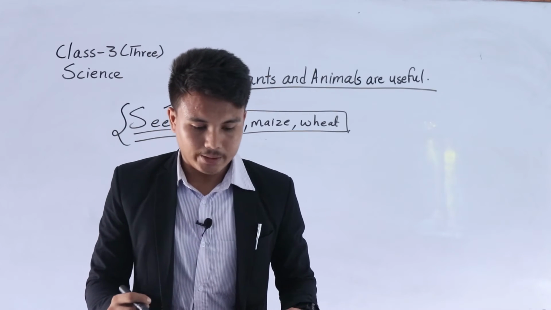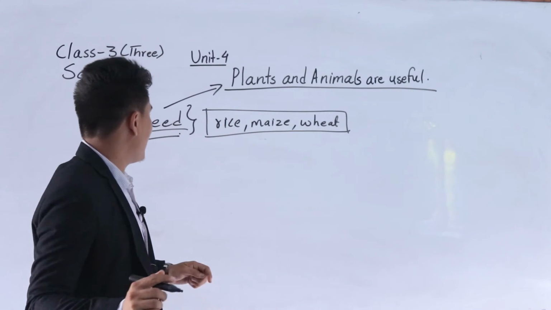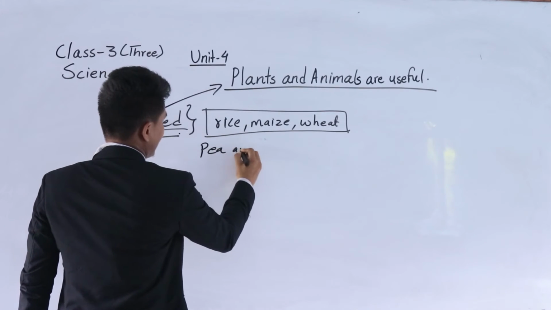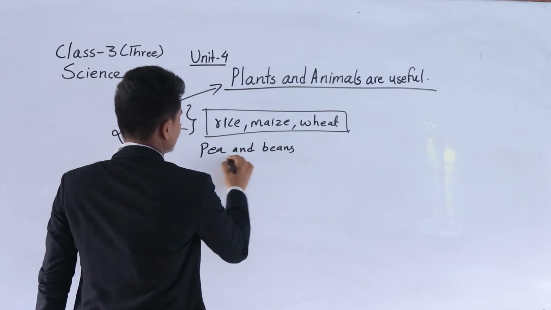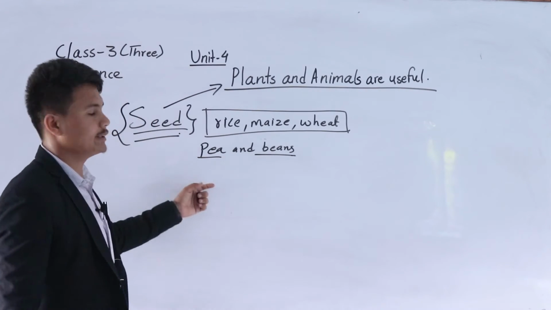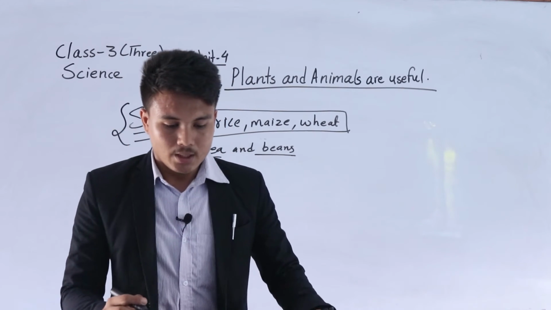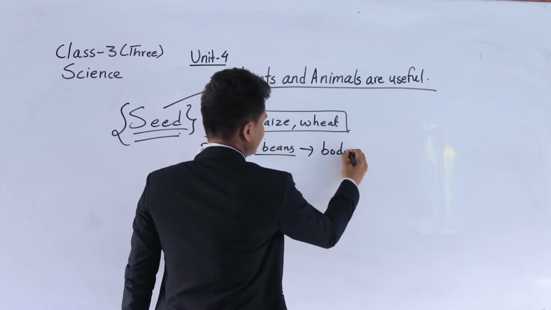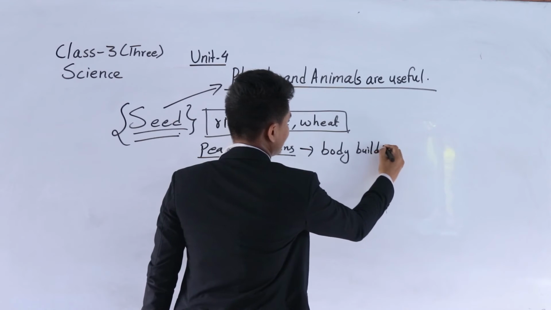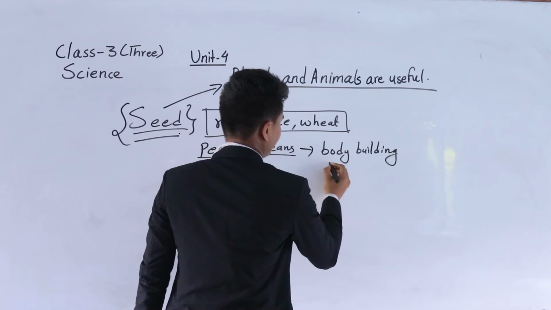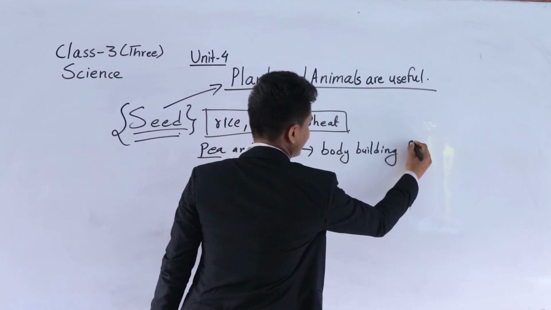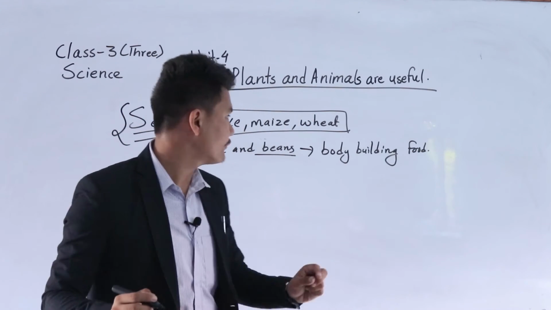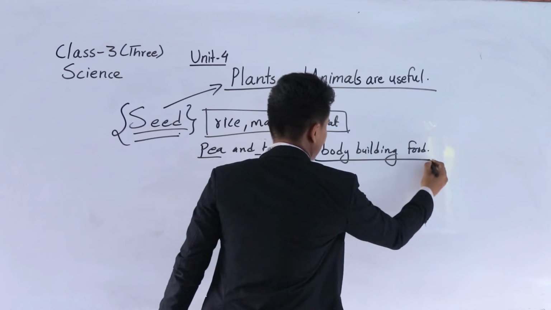The seeds of pea and beans are also seeds, which are used as a vegetable. So they are bodybuilding food. Bodybuilding means which makes our body strong, which helps to build our body, or which helps in our growth.